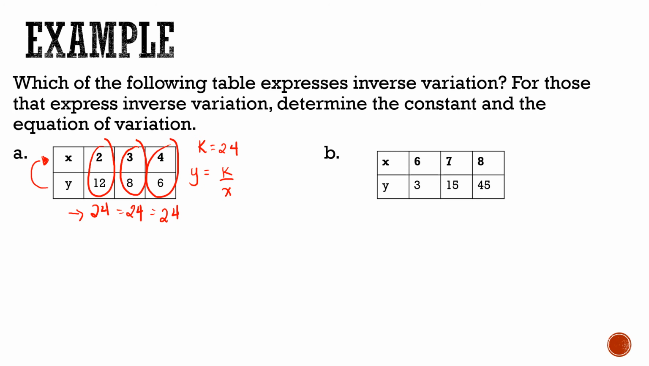Now, since we already have the given equation, we can substitute the given value of k so that we can have the equation of the variation. Therefore, we have y is equal to 24 over x. This is now the equation of the variation. For example B, obviously this is not an example of inverse variation, since the variable x is increasing as well as the variable y is also increasing.